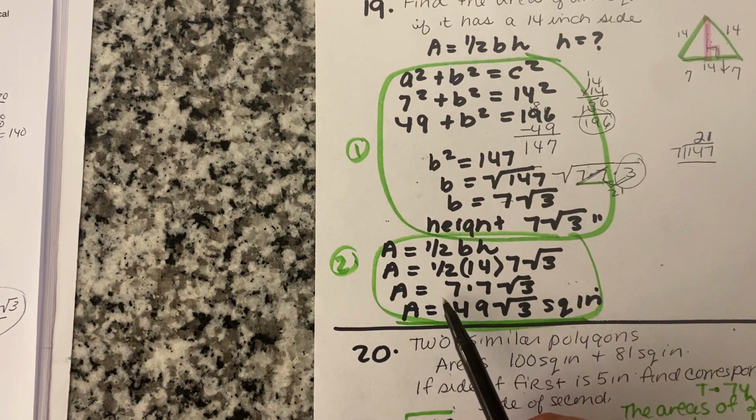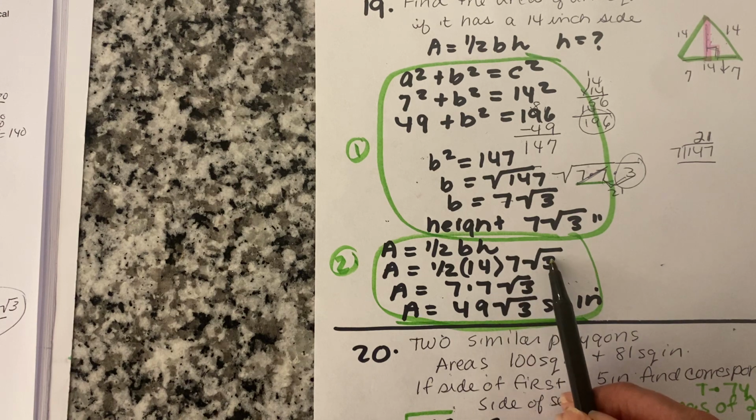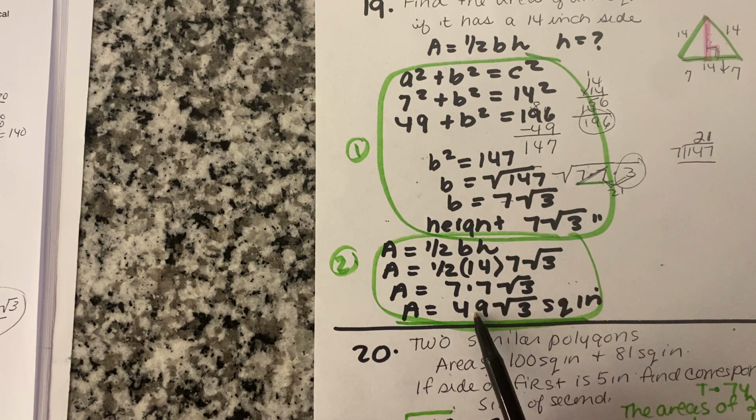So now we have area equals 1/2 of 14 is 7, right? Times 7, here's 7, times the square root of 3. Well, 7 times 7 is 49. 49 times the square root of 3 square inches is the area. Make sure you put square inches, because we're talking about area.